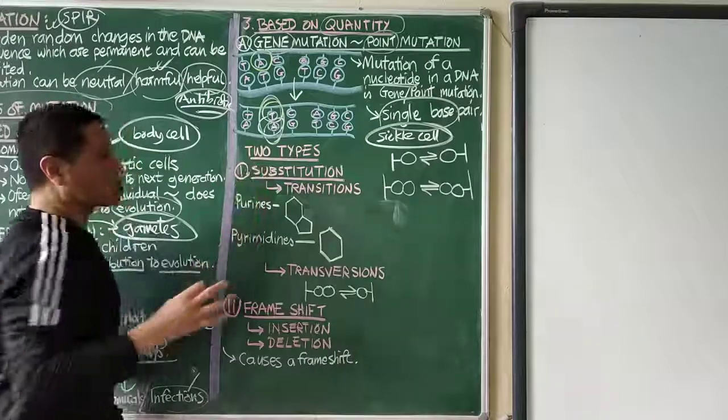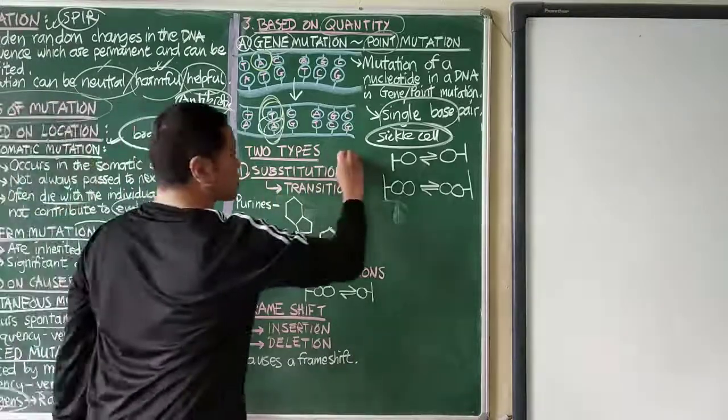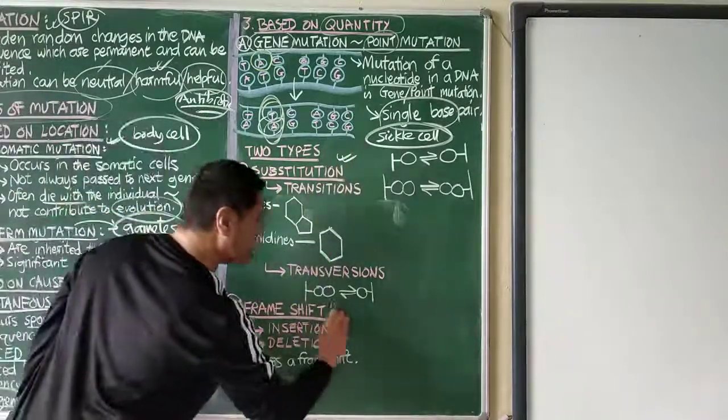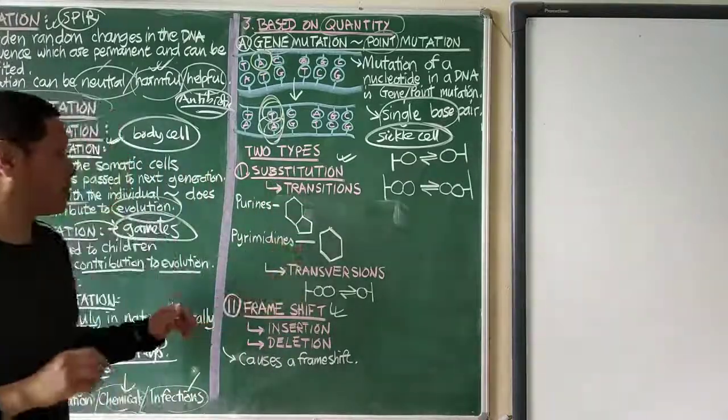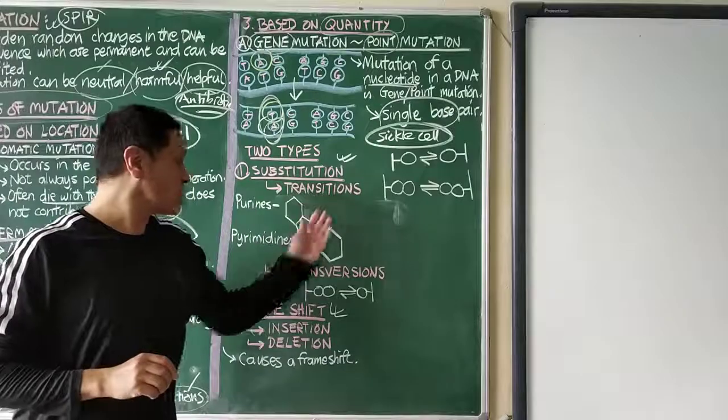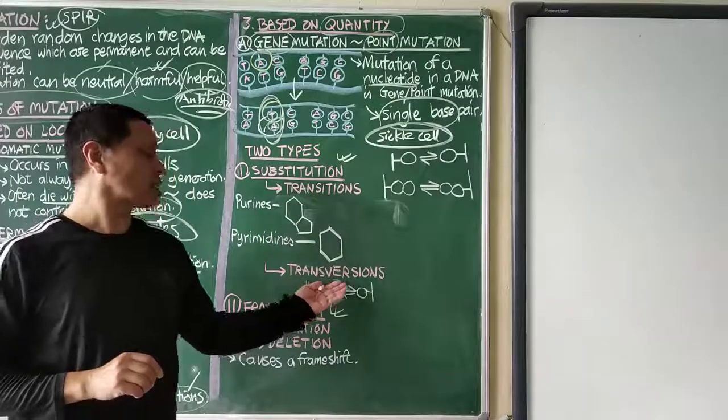And this can be caused by two methods. One is substitution and the other is frame shift. Substitution can be of two types again. One is transition, the other is transversion.